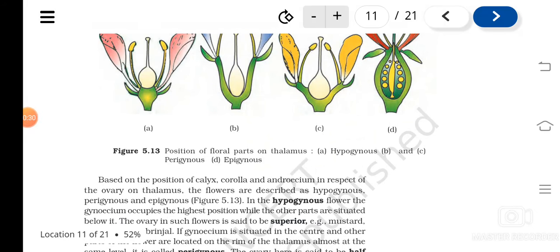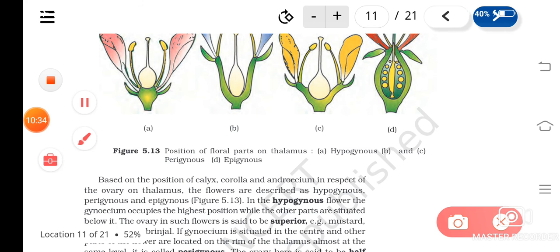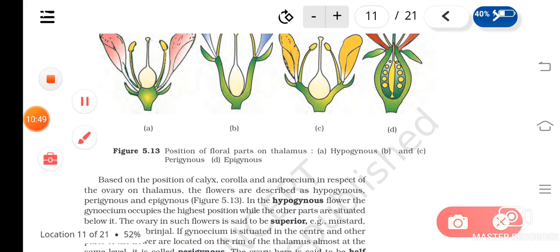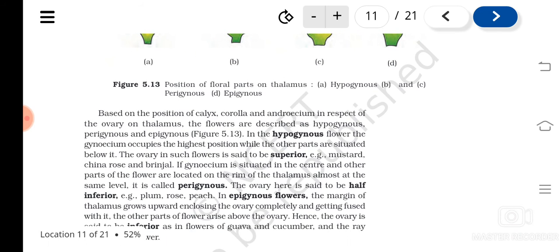Now what is a perigynous flower then? You can see the perigynous flower diagrams here. So the ovary, you can see, is formed at half the distance of the thalamus, isn't it? And other parts like sepals, petals, etc., are also formed almost at the same level, isn't it? So this kind of flowers where the ovary, then what?